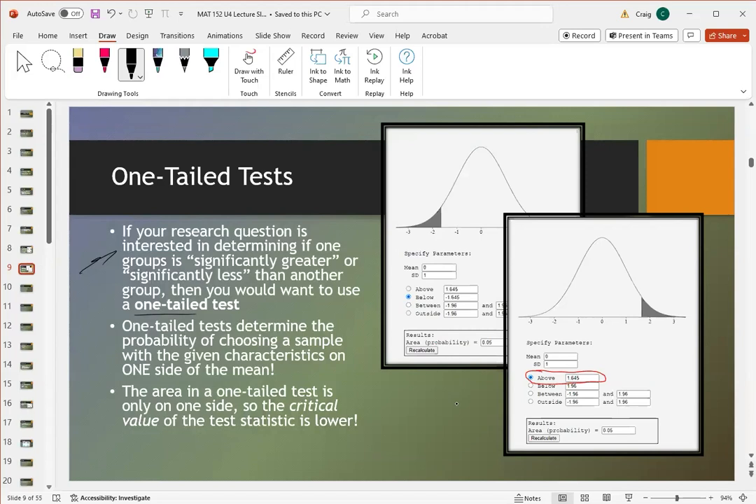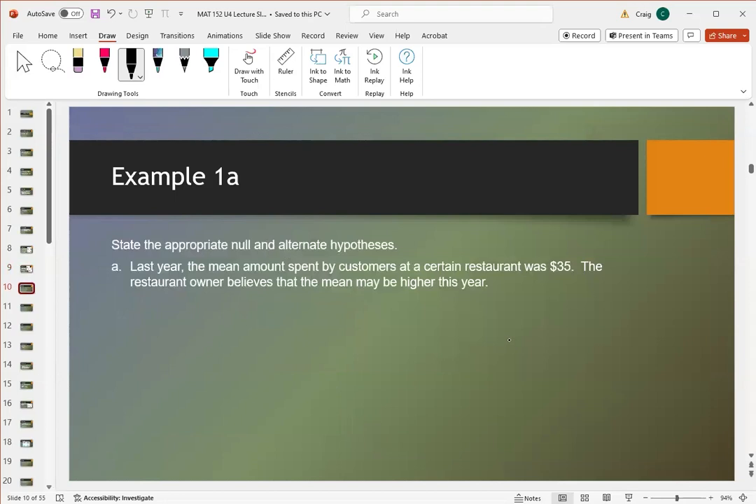Okay, a one-tailed test can be left-tailed or right-tailed, depending on whether it's greater than or less than. You're only looking for samples that are much smaller in this case, or much larger in this case. In this case, the critical value is a little bit lower, because now 5% of the area is on both sides. So let's look at writing some null and alternative hypotheses.